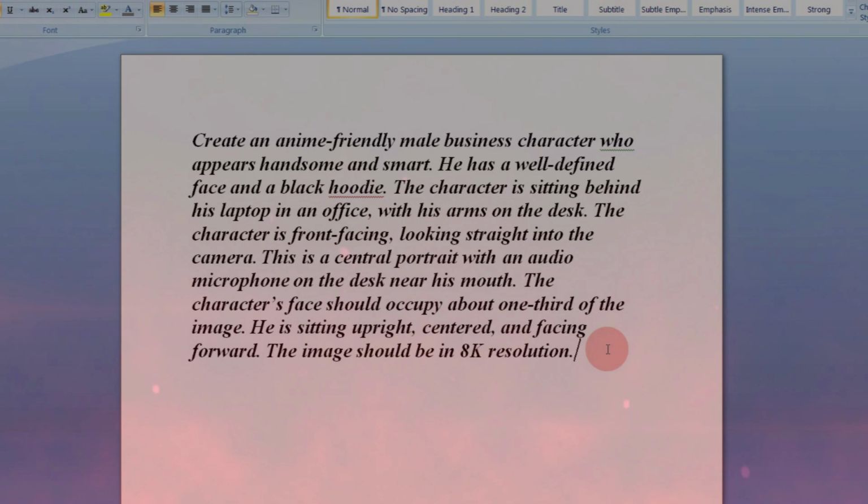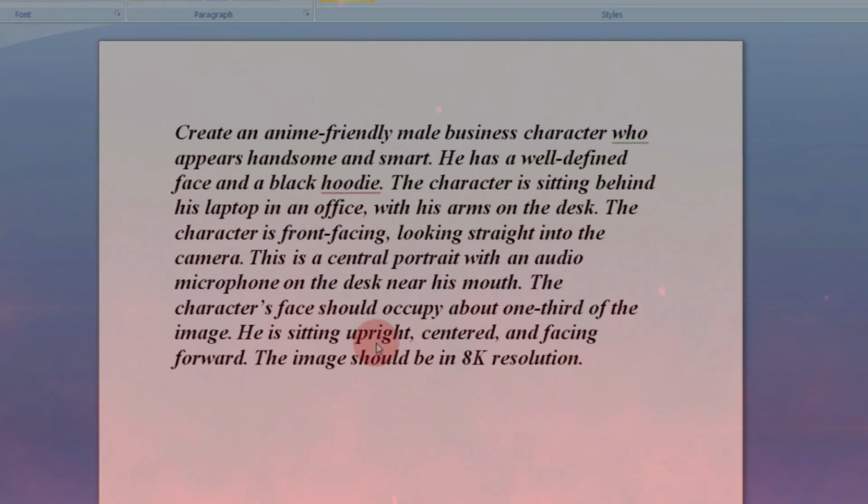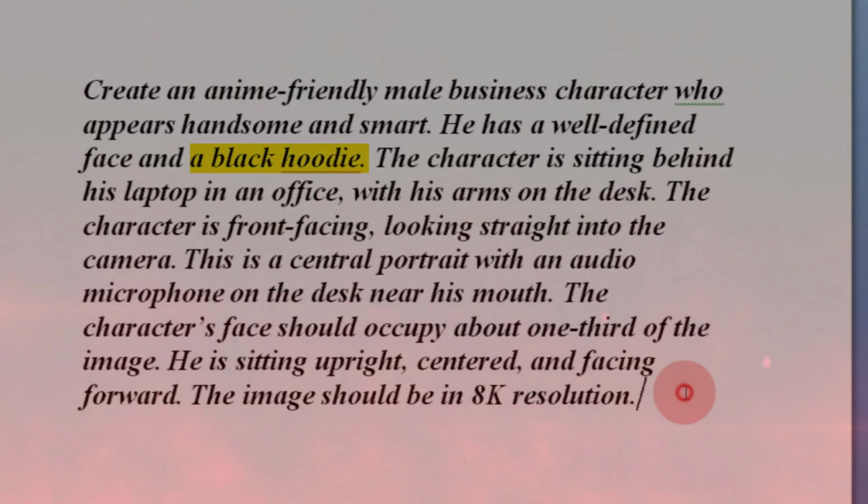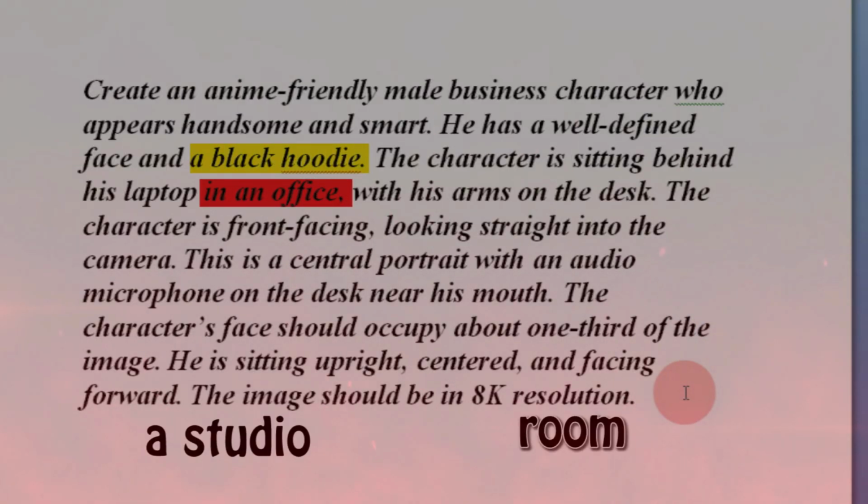The character's face should occupy about 1/3 of the image. He is sitting upright, centered, and facing forward. The image should be in 8K resolution. You can customize this prompt however you like. For example, you can change the hoodie's color, the setting, such as a studio, room, or any location you prefer. Or even add something to the background, like a YouTube logo.